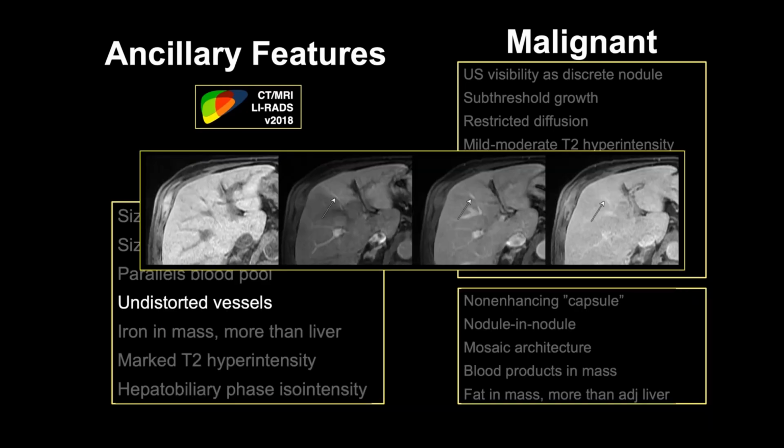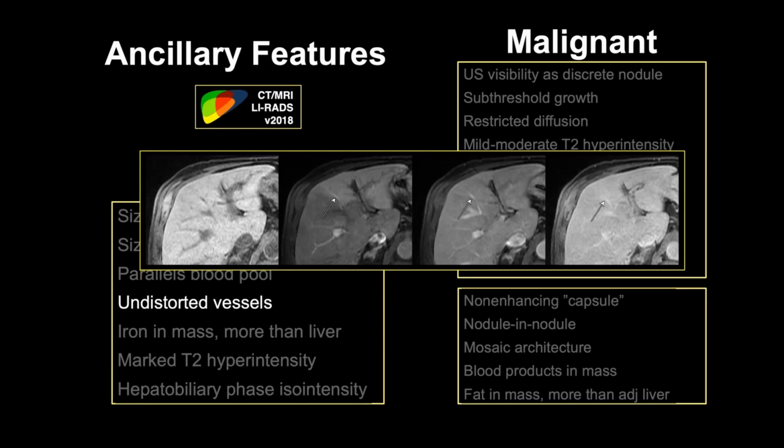Undistorted vessels, or vessels passing through an observation without displacement or deformity, is another feature that suggests benignity. Here you can see an undistorted vessel indicated by the arrow passing through a transient perfusional alteration in segment 4 of the liver.